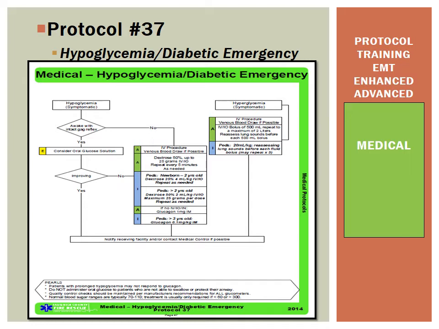For hyperglycemic patients, again, advanced providers, IV procedures and boluses of 500 milliliters may repeat to a max of 2 liters. Of course, you need to assess for fluid overload.